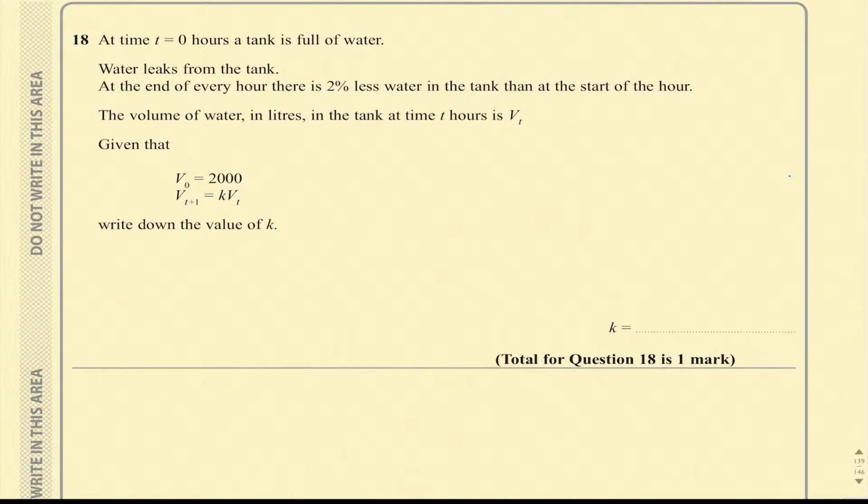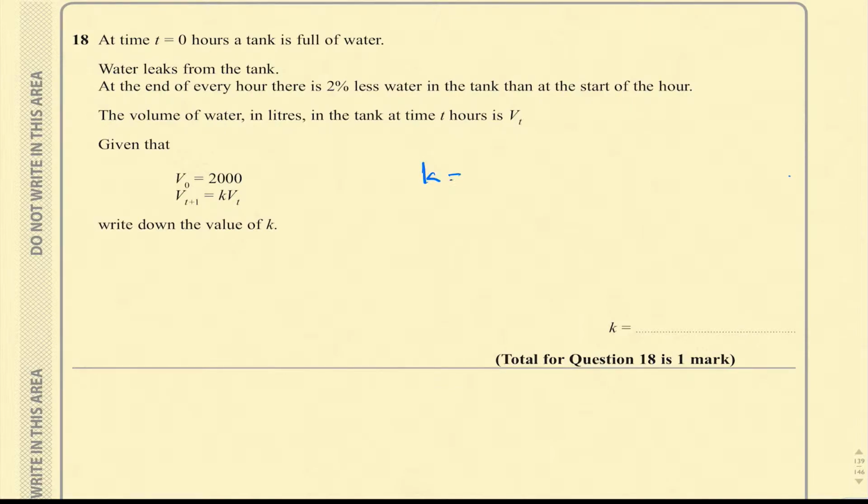Question 18. At time t equal to 0 hours, a tank is full of water. Water leaks from the tank. At the end of every hour, there is 2% less water in the tank than at the start of the hour. The volume of water in liters in the tank at time t hours is given as V0 equals 2000. We're told to write down the value of k, where V(t+1) equals k V(t).